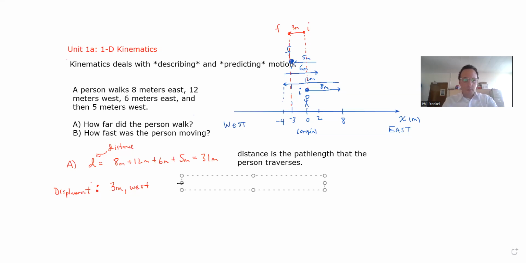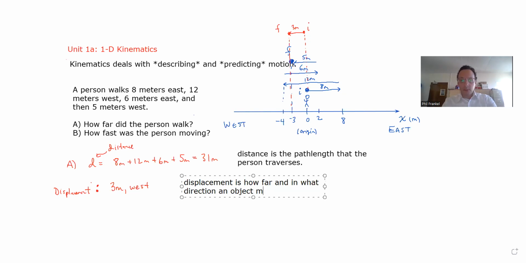How about a definition here? So displacement is how far and in what direction an object moved. Here's the key, relative to when it started. So relative to where this object started, although it traversed a distance of 31 meters, it only ended up 3 meters to the west from where it started. And that is what we would call the displacement of the object.